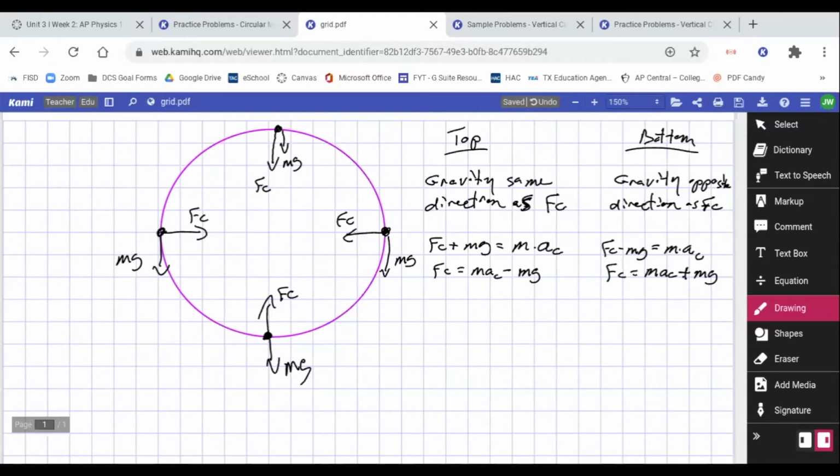And remember, MAC, that's mass times centripetal acceleration. Mass times acceleration. Newton's second law, right? It's just simple, nothing complicated. We haven't gone wild and crazy yet, but we might.